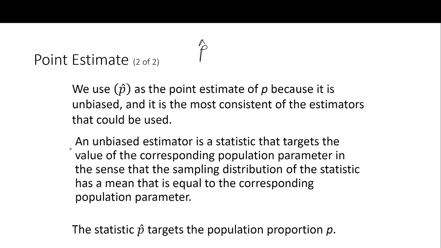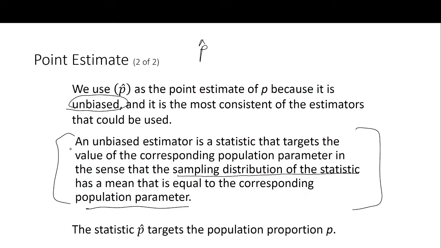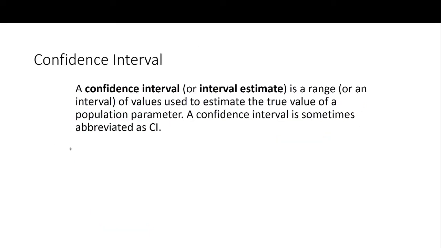And this is one of the most consistent estimators, and it's unbiased as well. An estimator is called unbiased if the mean of the sampling distribution is equal to the corresponding population parameter. That's called unbiased. So sample proportion is one of the unbiased and best estimators.